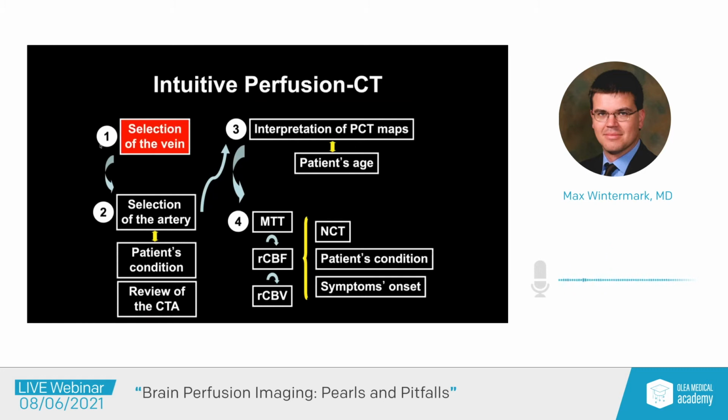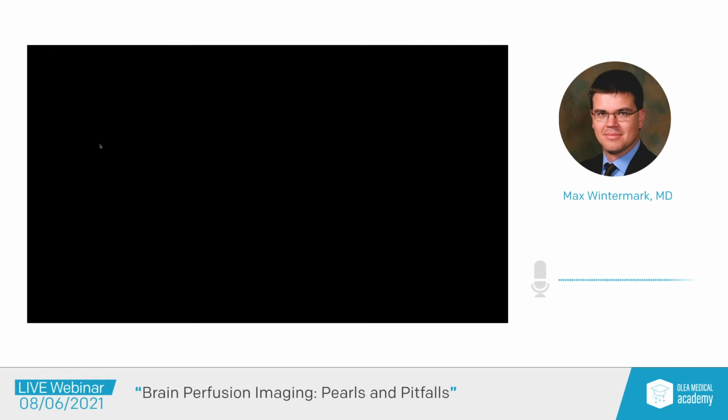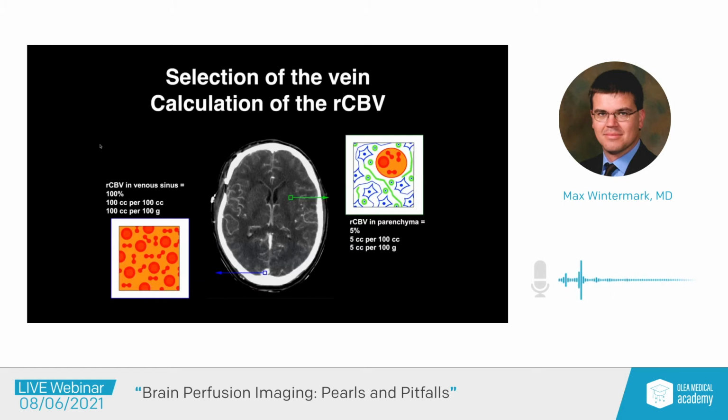Let's focus a little bit on the selection of the vein. Here what I wanted to show you is really what the software does when you give it a venous output function, or when it's looking for a venous output function. Basically, the software is looking for a voxel or a couple of voxels in the image that only contain blood and nothing but blood. It's illustrated in that blue voxel that I've drawn in the superior sagittal sinus.